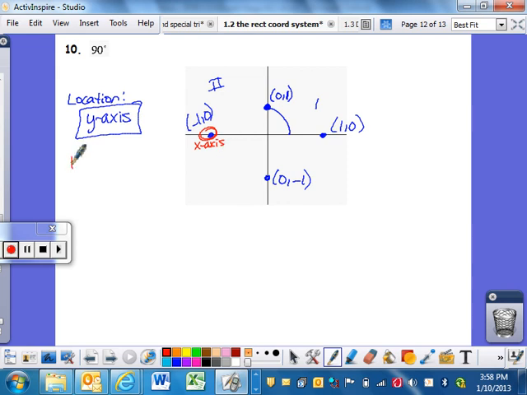Your coordinate point. What point is it? 0, 1. And what is the distance from the origin up to that point? You're climbing the y-axis. How far are you going? 1 unit. Okay, so we're going to be discussing a few of those as well.